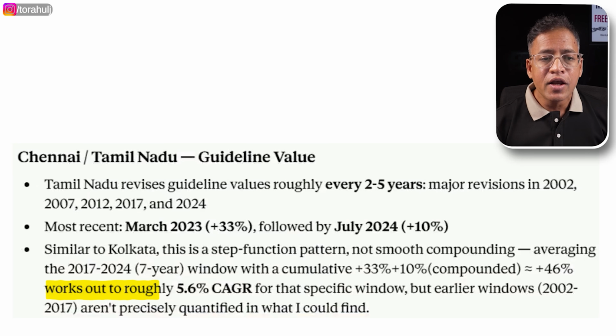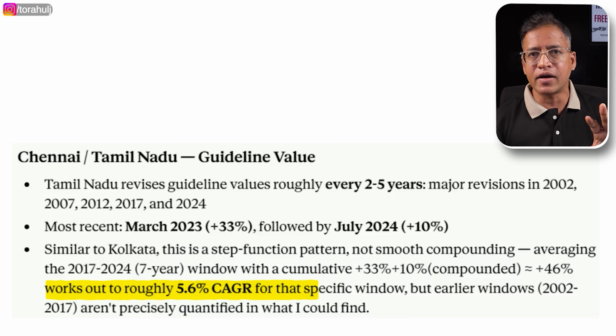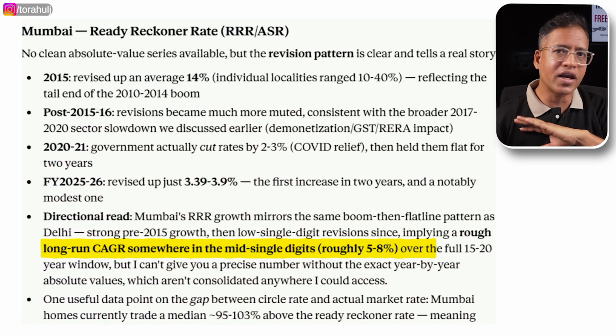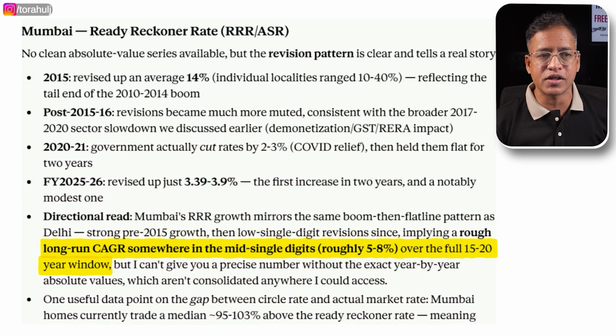If you look at Chennai and Tamil Nadu, south of India, then around 5.6% of CAGR. Again, depends on a lot of things. Somebody might have got 20% CAGR, somebody might have got only 2% CAGR. That is also a possibility, right? If you look at Mumbai, again, around 5 to 8% of CAGR basis returns. Again, as I said, there are hundreds of variables here. And then there are anecdotal situations like this one I found.